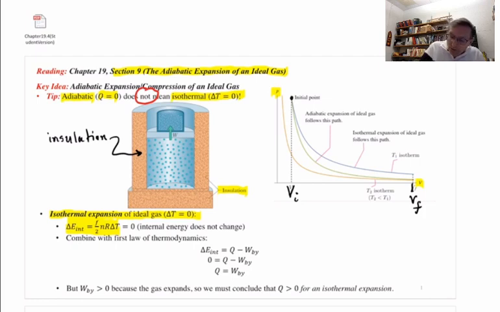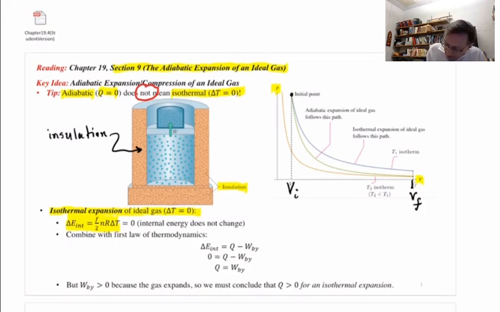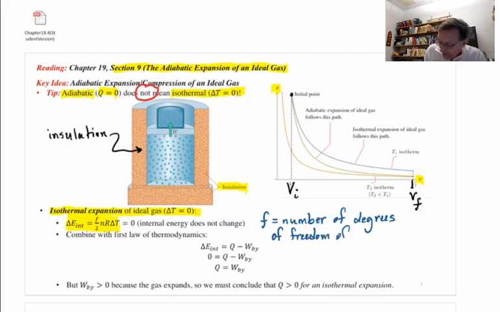Let me remind you over here to the side that F stands for the number of degrees of freedom of each molecule that makes up the gas. We'll have to know that. But that's a very handy formula for an ideal gas, change in internal energy.